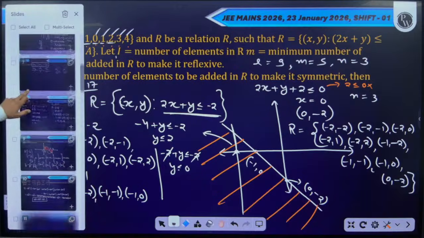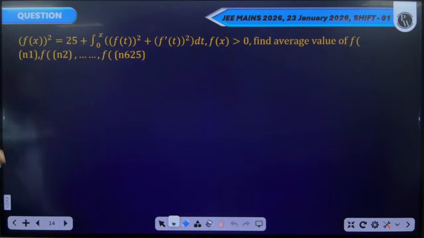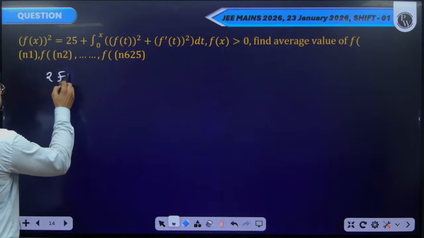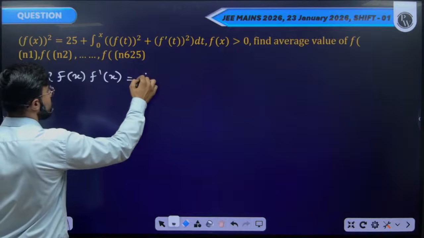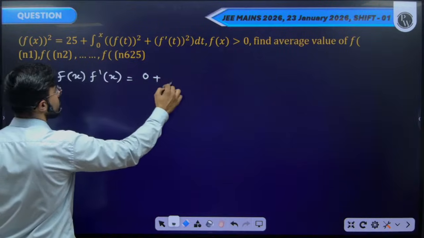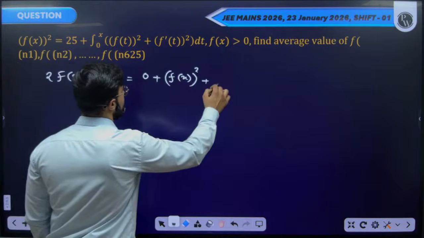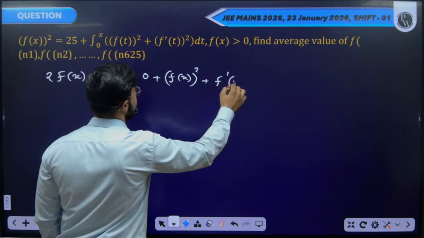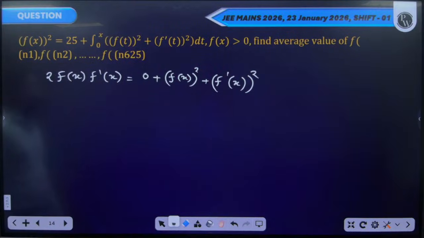Now one more question is there. See this one. We can use Leibniz rule to solve this differential equation. We have to solve it by Leibniz rule. Now differentiate it by Leibniz rule. So 2 f(x) f dash x, now put this x here, so this is 0, plus put this x here, so this becomes f(x) square plus f dash x square, right? Now how can we proceed?